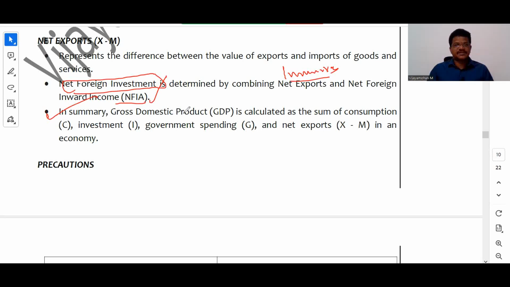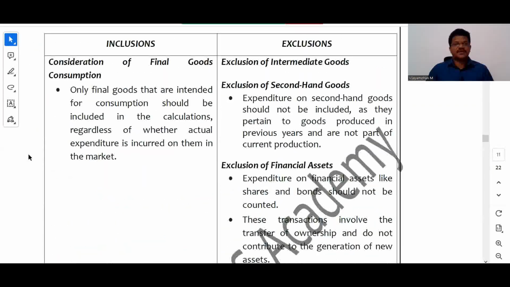In summary, so basically final ga GDP is calculated as the sum of, as I already told you, consumption, investment, government spending, and net exports, right? So this is the basic formula in the expenditure method. Ikkada again precautions em teesukovali, inclusions em undali, exclusions em undali. Consideration of final goods consumption, only final goods that are intended for consumption should be included in the calculations regardless of whether the actual expenditure is incurred on them in the market.